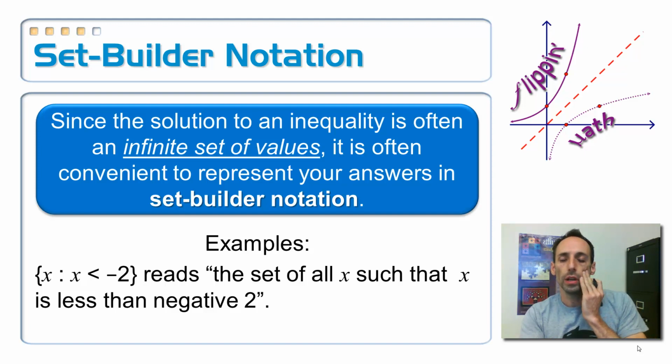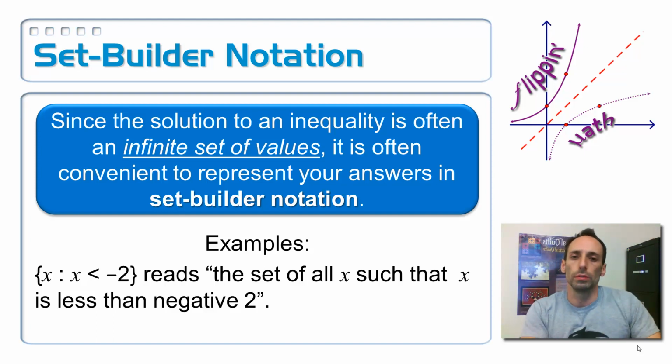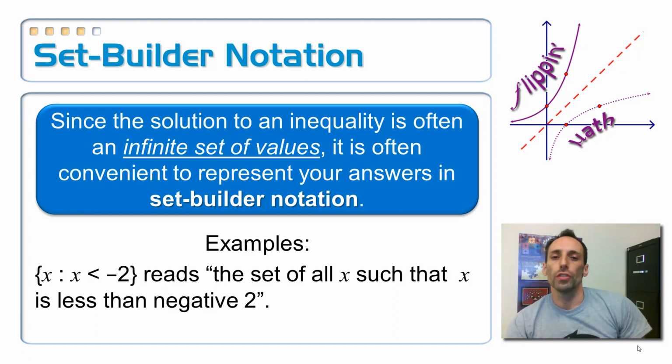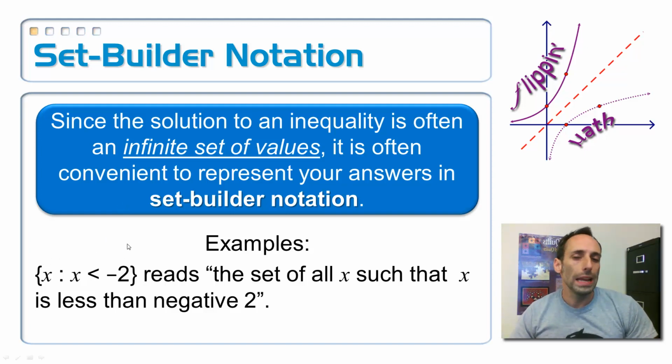One of those convenient ways is set builder notation. It is a set of things, and I'm going to tell you how to build that set. The first thing you need to know about set builder notation, if you look at the example right down here at the bottom, is that it has curly brackets, or wavy brackets, or fancy brackets, whatever you want to say.